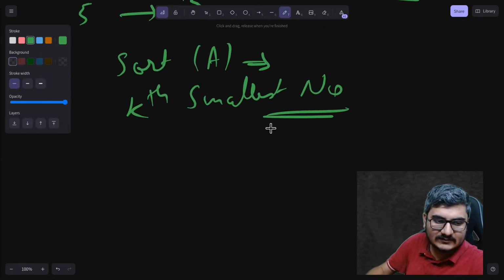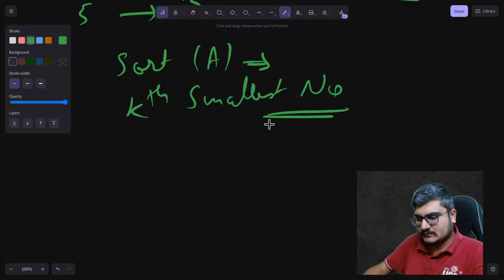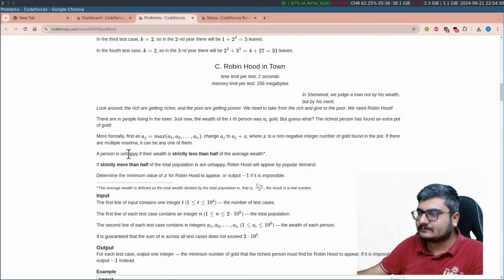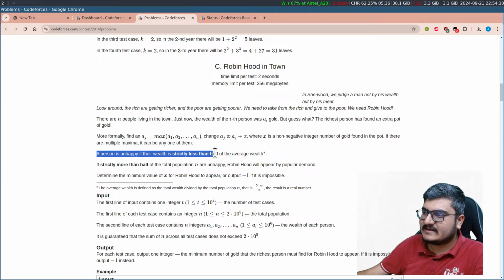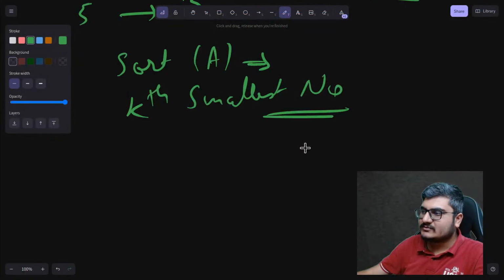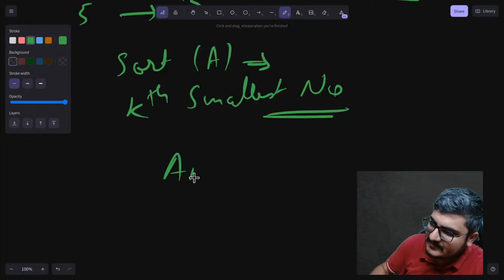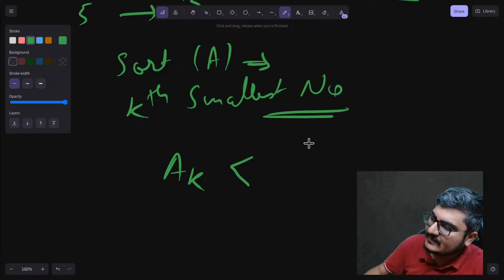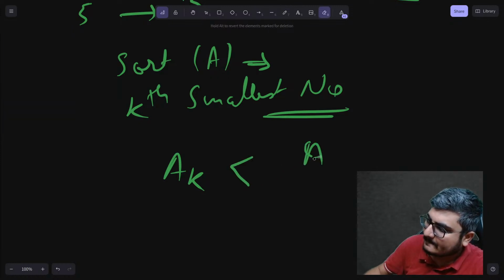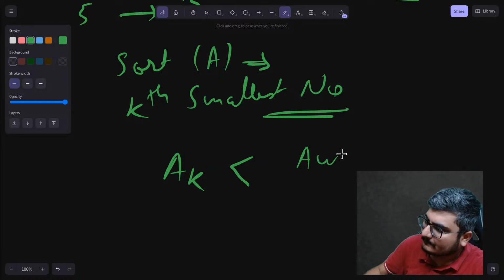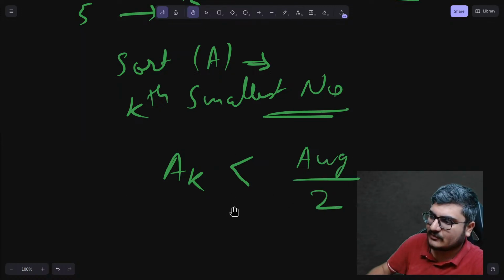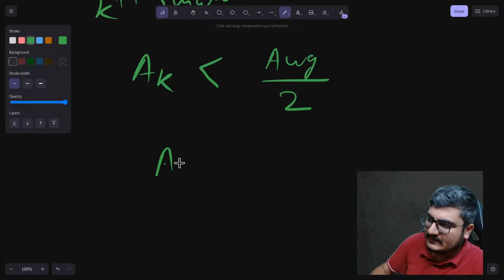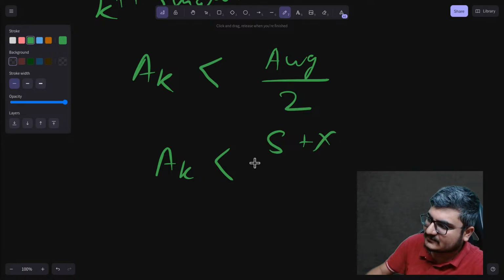Right? Like that's what we want. A person is unhappy if their wealth is strictly less than half of the average wealth. So the amount of money the kth person has should be less than average by 2. Now let's try to simplify this formula. Let's write what the average is. Average is (initial sum plus x) by n, and again divided by 2.